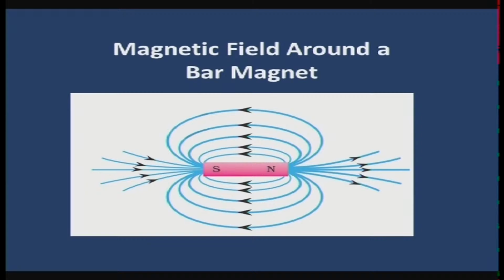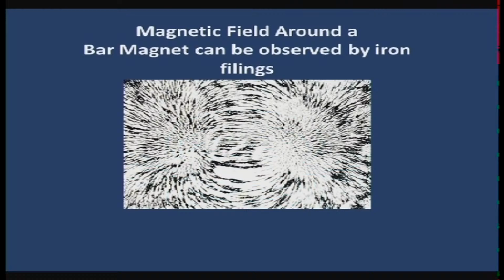We have seen that a bar magnet is made from a ferromagnetic material, and we have seen how we can draw magnetic field lines around a bar magnet using a magnetic compass. We have also seen the pattern of magnetic field lines by using iron filings around a bar magnet.